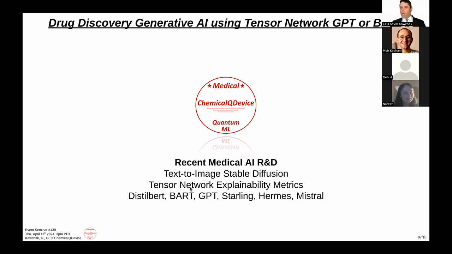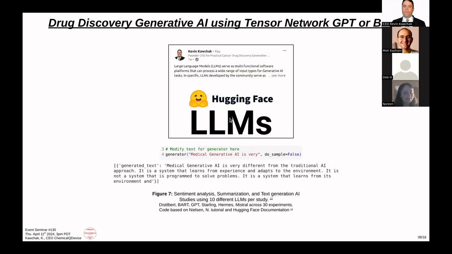And then there's also BART, which is like BERT, but I think it's also autoregressive, like a variant of BERT. GPT, Starling, Hermes, Mistral. So these three here, I believe, are either stable diffusion or GPT based. Sometimes it's a little hard to tell.